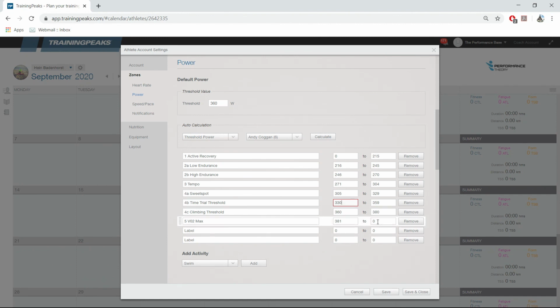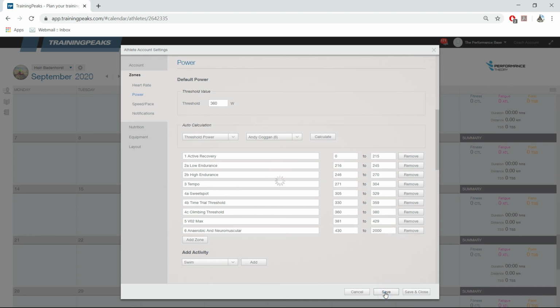360 to 380. Then in the VO2 max zone, this one is pretty straightforward. Anything up to about, let's make it 429 watts. And then over here, we would have anaerobic and neuromuscular. There we go. So this would be anything basically from 430 watts up to 2000 watts. This is what I would generally use for developing riders or people that are at under 23 level or in that kind of class.